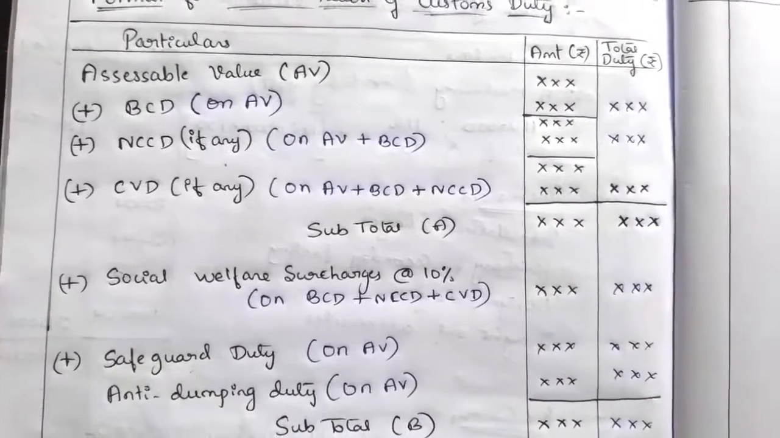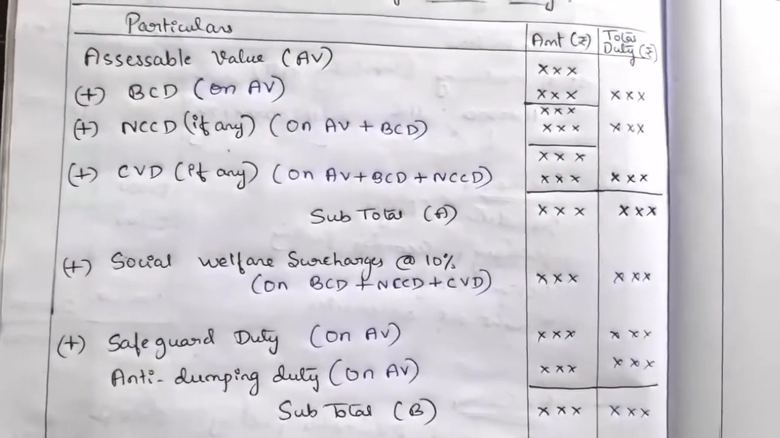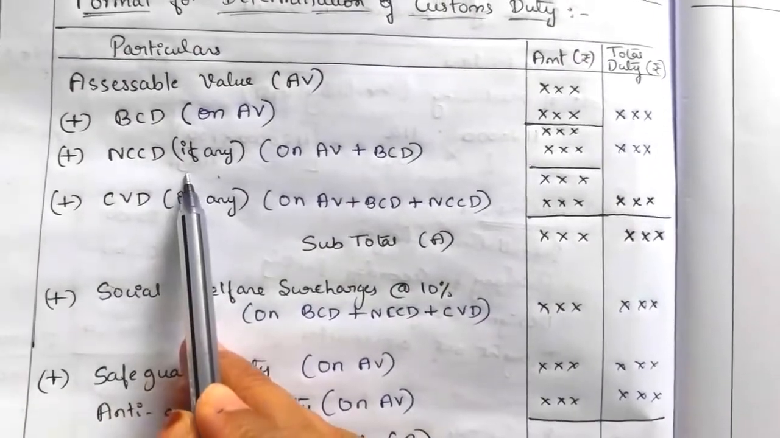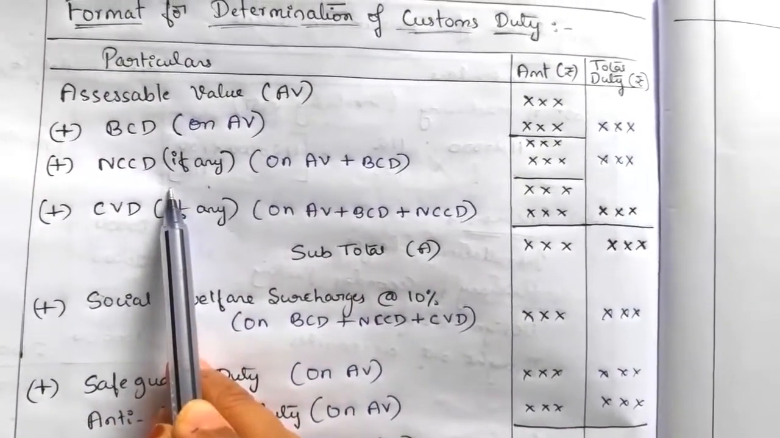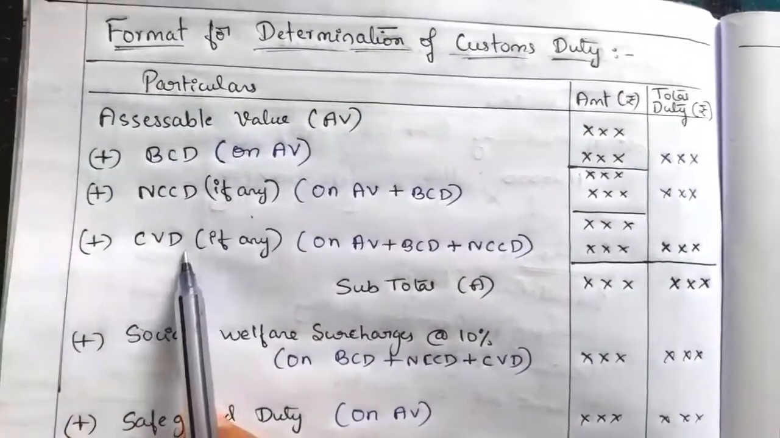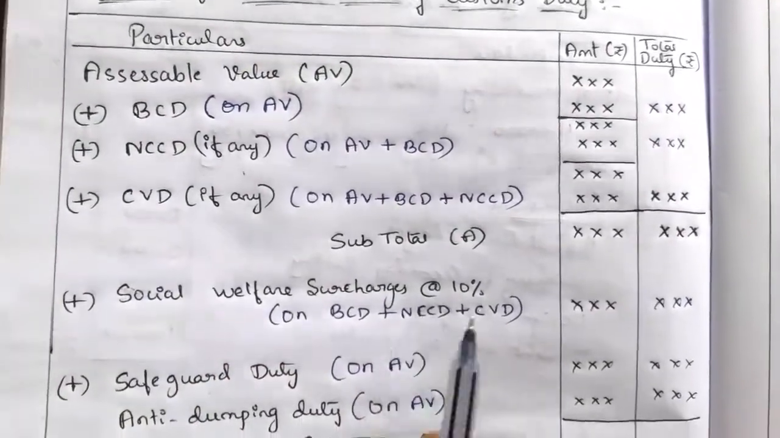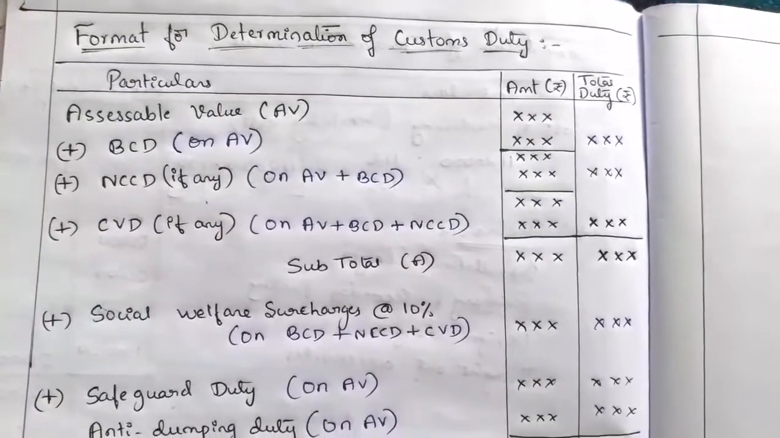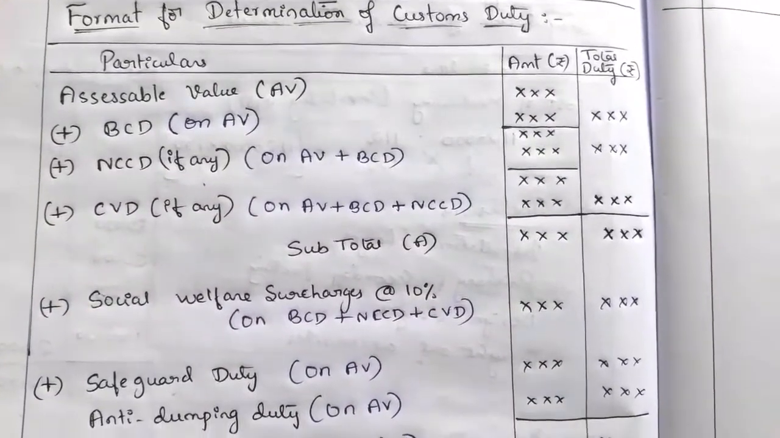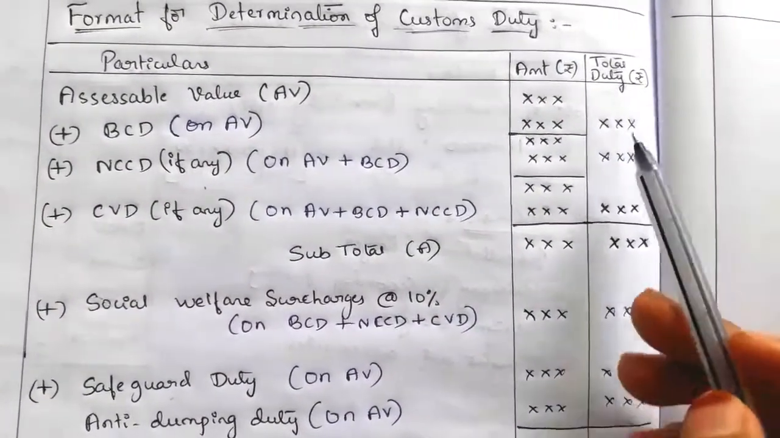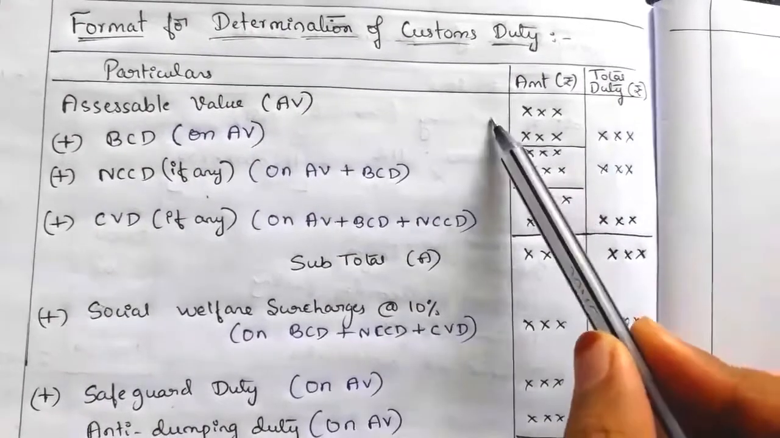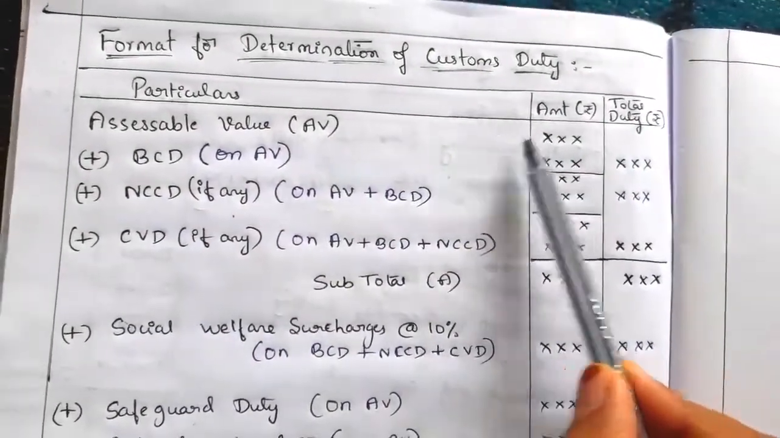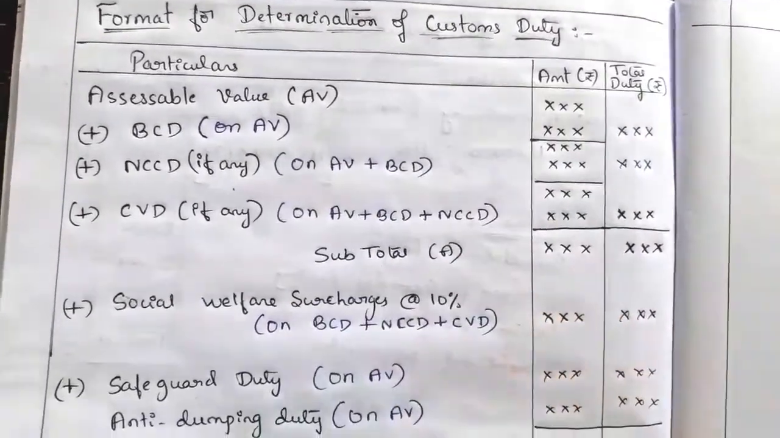There are various custom duties levied: BCD, basic custom duty; NCCD, the national calamity contingent duty; CVD, countervailing duty; social welfare surcharge; safeguard duty; and anti-dumping duty. These are the various types of custom duty levied on the import of goods and services, on the assessable value of goods.